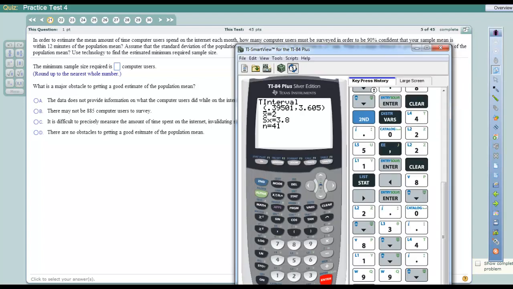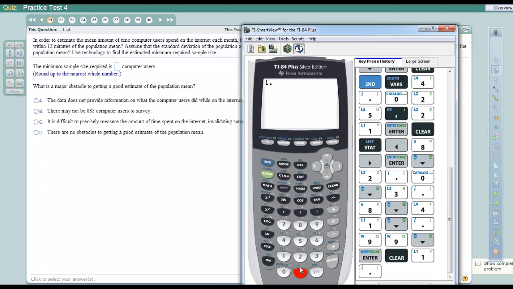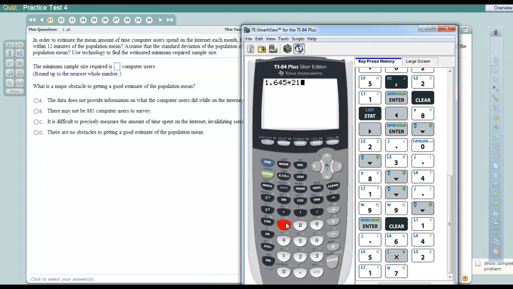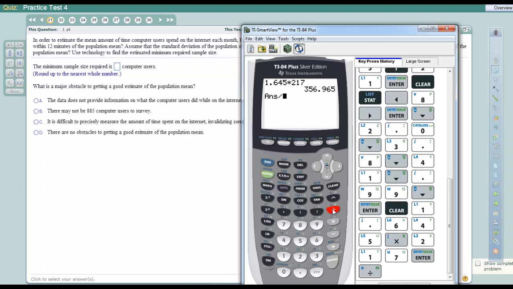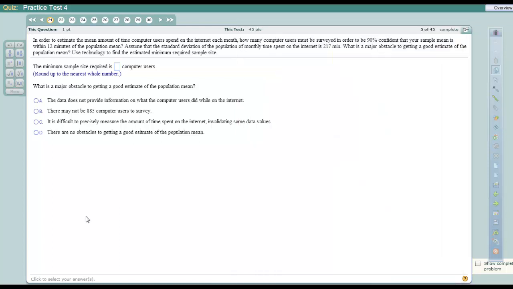That's right. And divide it by 12. Divide it by 12 and then square it. Okay. 1.645. Yep. Okay. All right, next one.